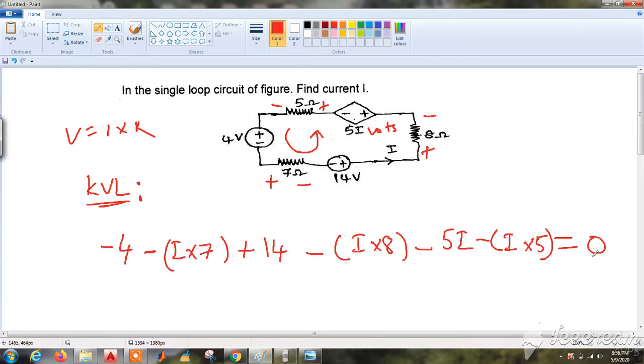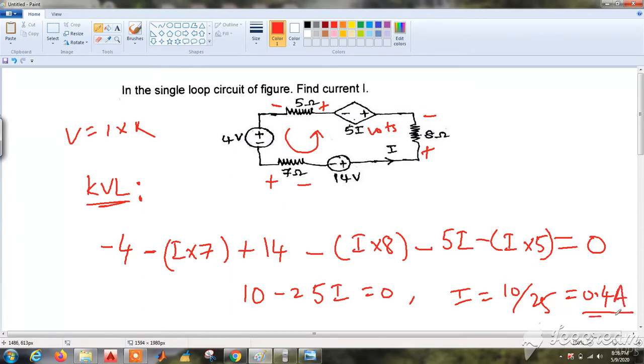Now let us solve it. We get 10 minus 25I is equal to 0, and I will be 10 by 25, which is 0.4, and the unit of the current is amperes. So the answer is 0.4 amperes.